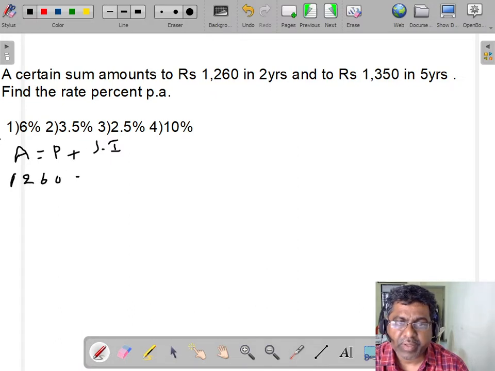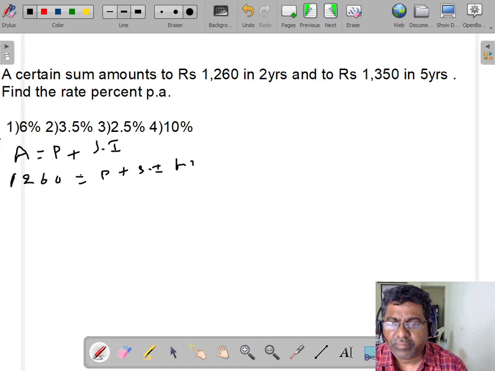1260 is equal to P plus SI for 2 years. This is the first equation. Next, the amount is 1350. 1350 is equal to the same principal plus SI for 5 years.